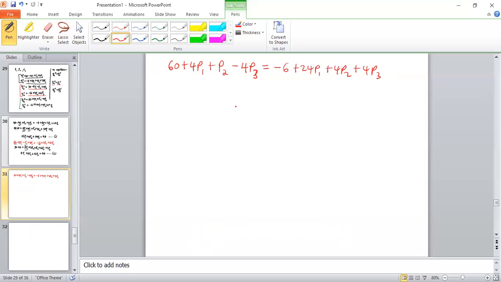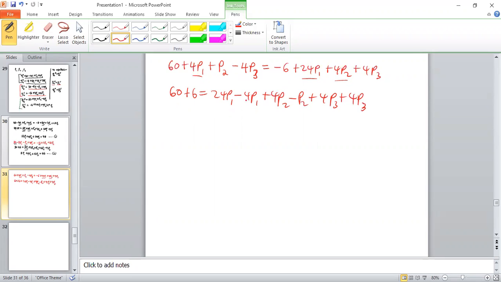Then what you can do is, of course, take the 6 to the other side, so it will be plus 6, because you have 24p1. Take this 4p1 to the other side, it will be minus 4p1. Then plus 4p2. Take the p2 to the other side, it will be minus p2. You have plus 4p3, and take the other one, plus another 4p3. When you take it to the other side, it becomes plus because it's minus here.